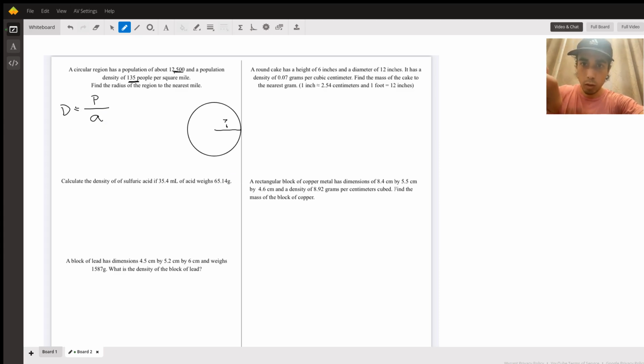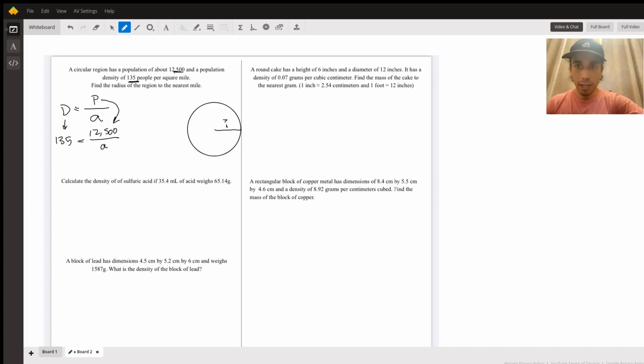Our density is 135, so we can put that in for D. We know what the population is, so for P we have 12,500 over area. Area is what we need to solve for, right? First, let's get that A all by itself. This is just like one of the problems, I think number 4 on the other worksheet, now that I'm thinking about it. So if you're having questions on number 4, you can also refer to this one, because these are very similar between the two worksheets.